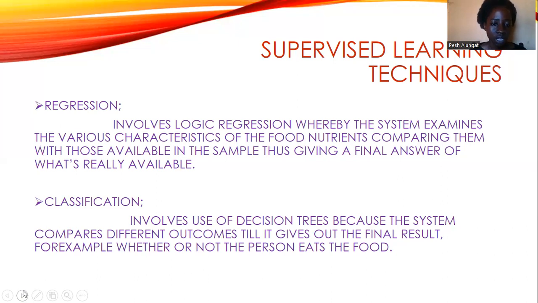Secondly, the classification involves the use of decision trees. Many of you know decision trees. Decision trees are majorly a logic diagram that follows the necessary outcomes of a given statement. For example, you can start with animals, then you say short or tall, small or big, wild or domestic.